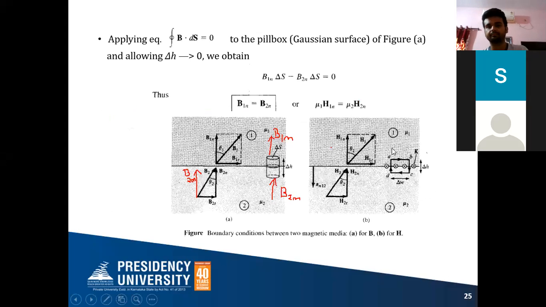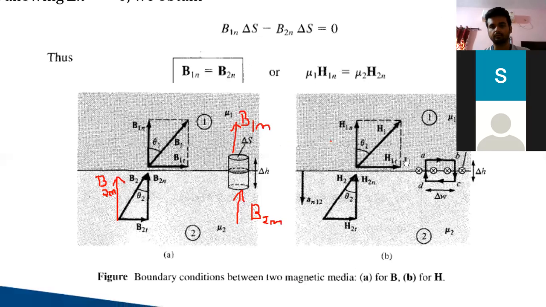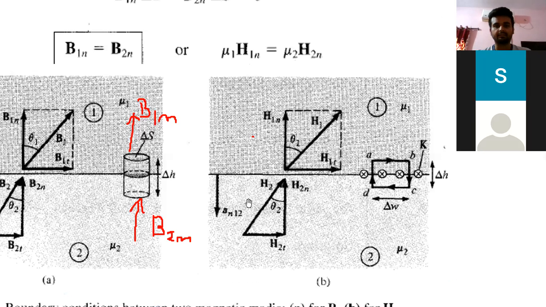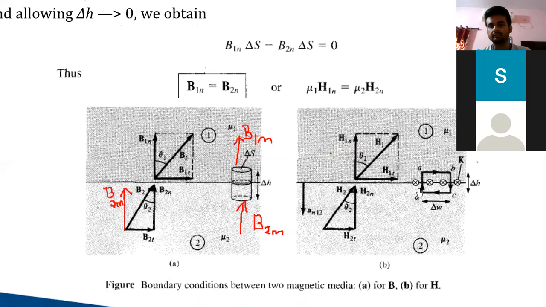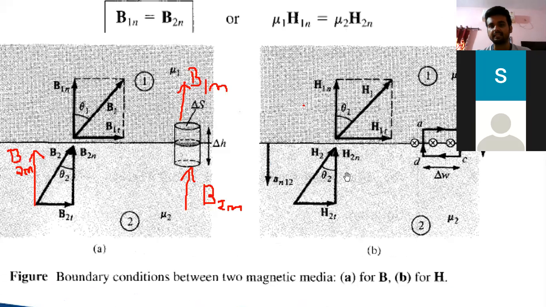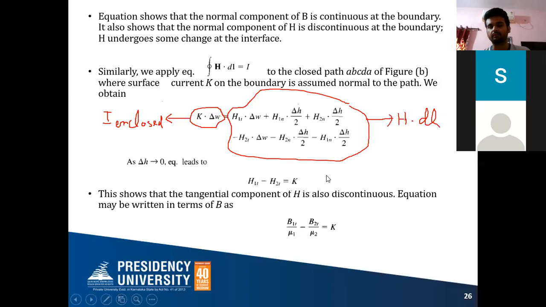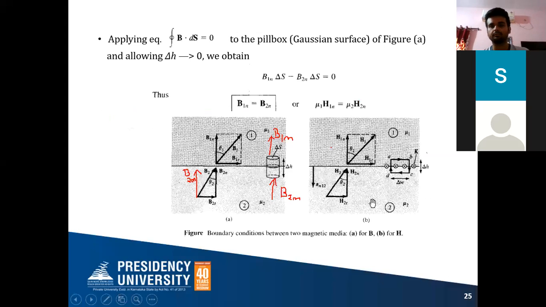Why? See, this is H2N, correct? Perpendicular is H2N. So H2N into delta H by 2, correct? See, this direction and this H2N direction is same. So plus H2N into delta H by 2. Okay. Minus of H2T delta W. Why minus H2T delta W?